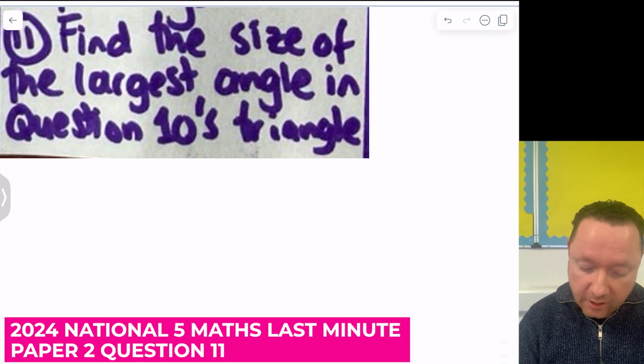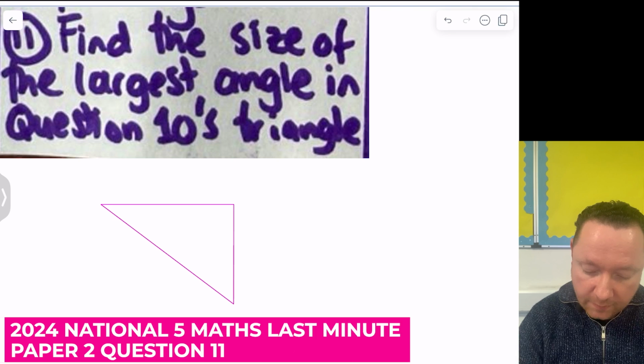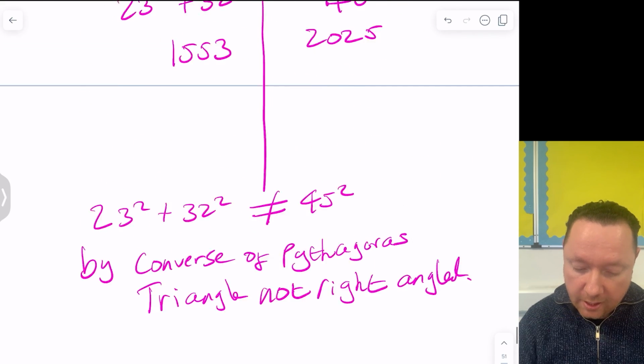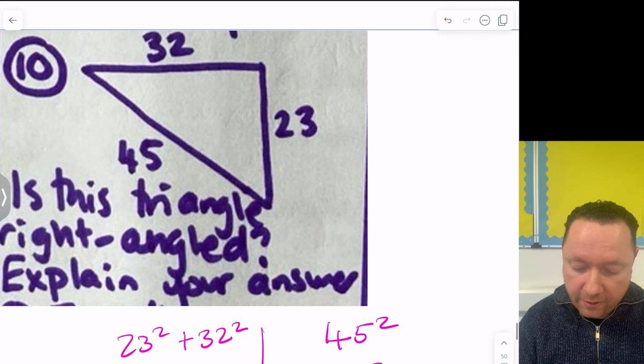Question 11, find the size of the largest angle in question 10's triangle. So remember, we had the triangle that looked like this, but it wasn't right angled, it was off a bit. And the numbers were 45, 32, and 23.